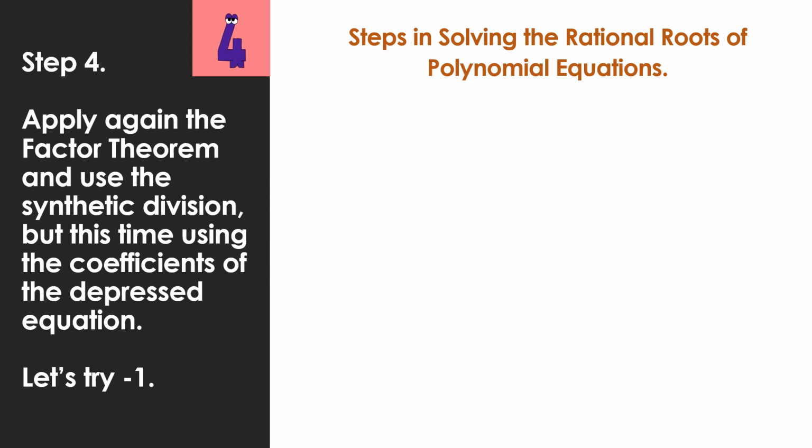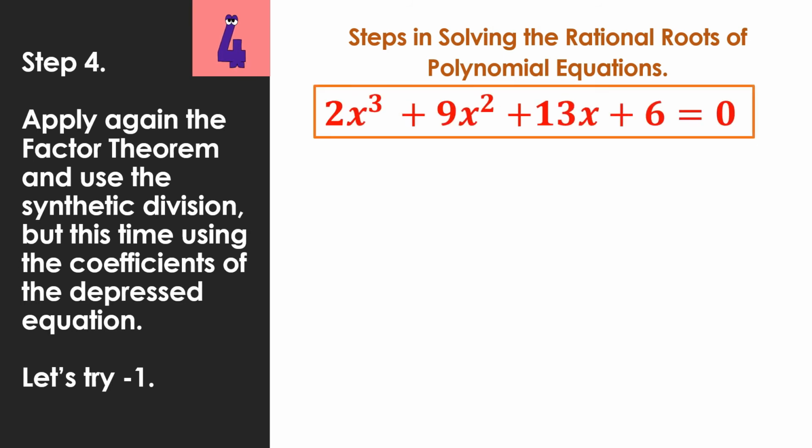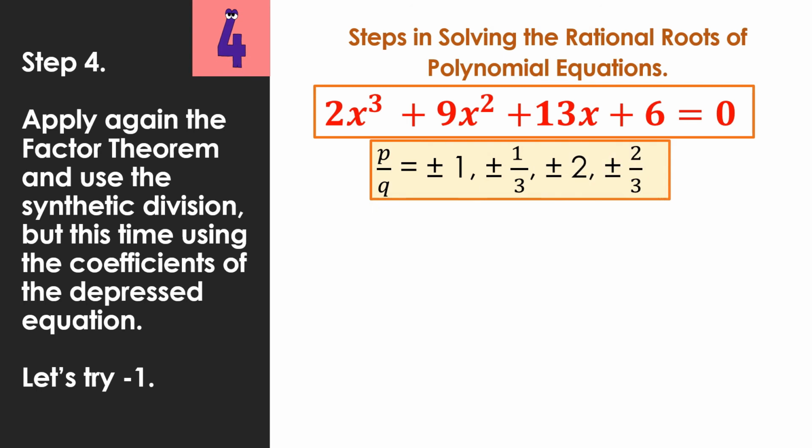Step number 4. We have to apply again the factor theorem and use synthetic division, but this time using the coefficients of the depressed equation number 1. Let's try negative 1 this time. So again, the depressed equation given is 2x cubed plus 9x squared plus 13x plus 6 equals 0.